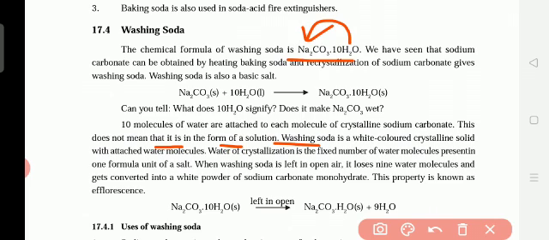Okay, so washing soda is a white colored crystalline solid. Crystals means like salt or sugar: if you take each grain of sugar separately, it has a shape, right? So that kind of shape is called a crystal. It has a shininess, luster, some brightness. That is why we call it crystallized. Okay, a white colored crystalline solid with attached water molecules.